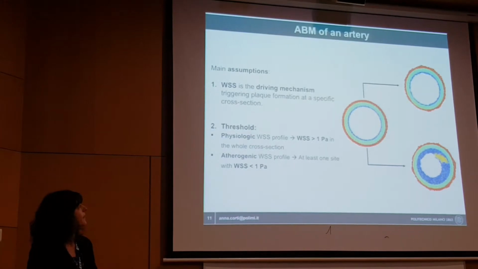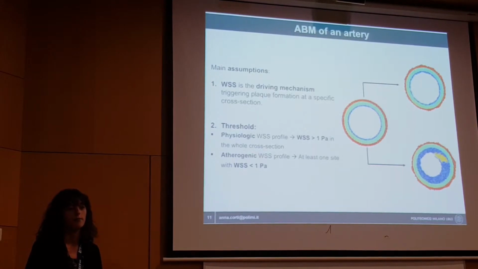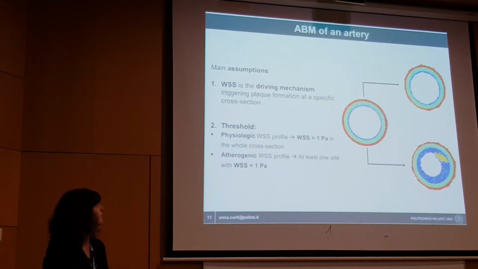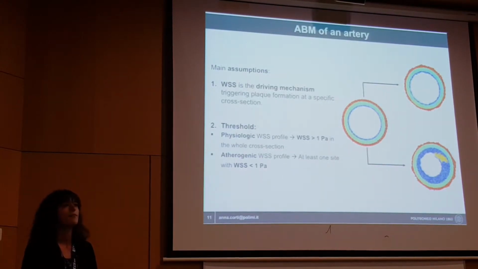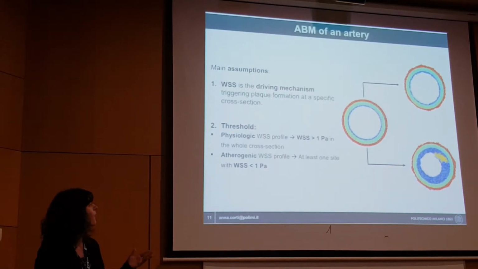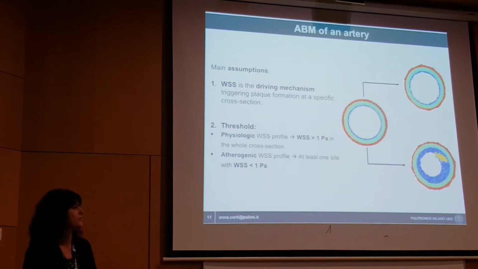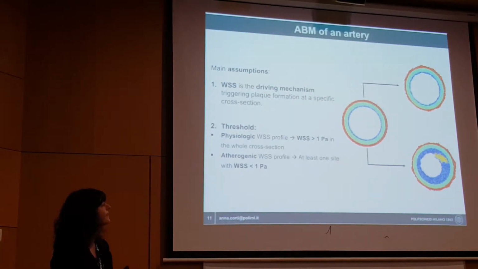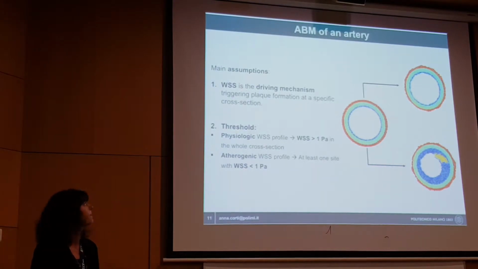Here we see the main assumptions of the model. So first of all, we assume that the risk factors promoting the disease were already present. So the process of atherosclerotic plaque formation was purely driven by hemodynamics and wall shear stress in this case. Then we consider a threshold for the wall shear stress, so that a wall shear stress profile is defined physiologic at a given cross-section if all the sides of the luminal wall are exposed to a wall shear stress larger than 1 Pascal. While if there is at least one side that is exposed to a wall shear stress lower than 1 Pascal, then the profile is considered atherogenic.